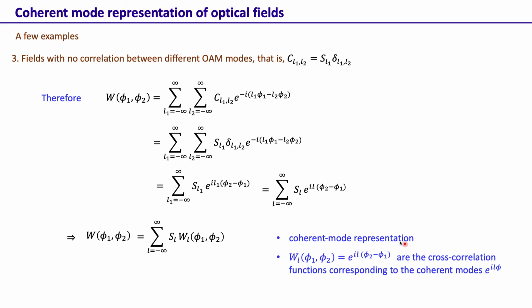Okay, so these are the few examples we looked at, and what we have seen is that in these cases that's the coherent mode representation. In general, of course, finding the coherent mode representation of a general partially coherent field is a slightly involved mathematical problem, but here we had already looked at these fields, so we do see how their coherent mode representations look.